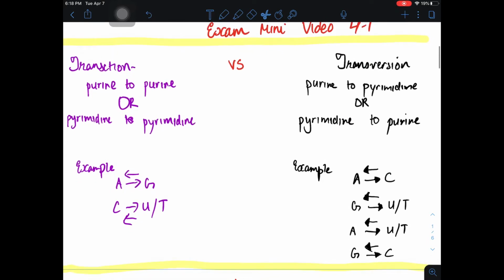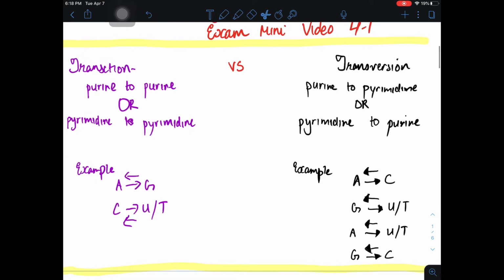Transition mutations occur when a purine mutates to another purine, or a pyrimidine mutates to another pyrimidine. This occurs when an A or a G mutates to a C or a U or a T, or the other way around. However, transversion is when a pyrimidine mutates to a purine, or a purine to a pyrimidine. For example, when an A or a G mutates to a U, T, or a C, or the other way around.